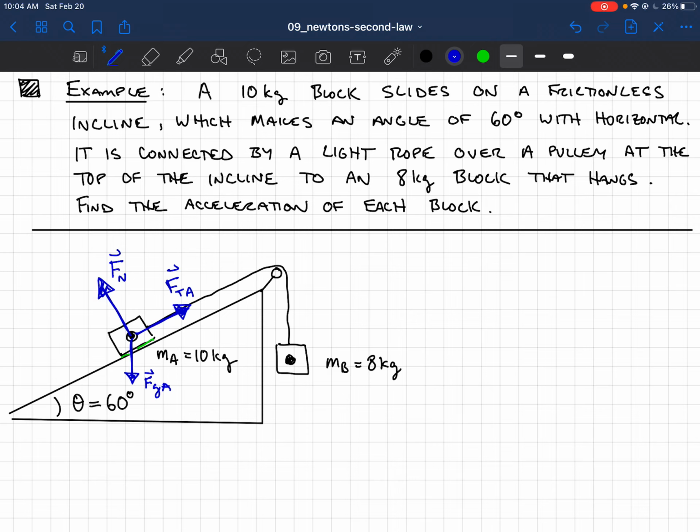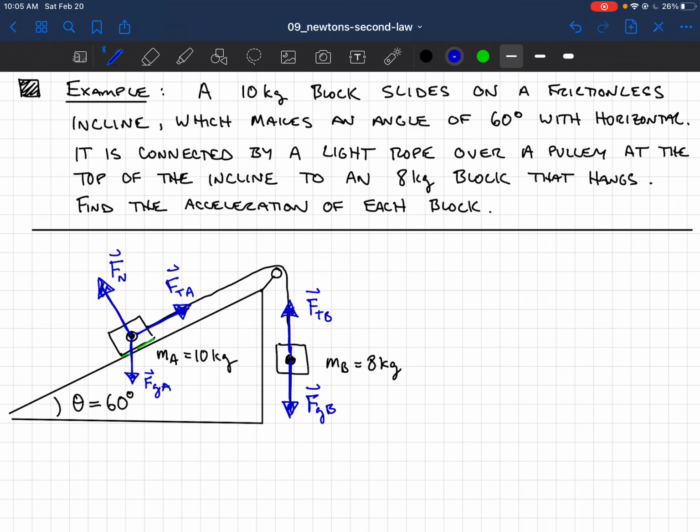Let's do the forces for mass B. So there's a tension pulling on that as well. I should not give it the same name as FTA because, well, it acts on a different object and it points in a completely different direction than the previous vector, so I'll call it FTB. And then that object has mass, so it also has a force of gravity, which points down, which I'll call FGB.